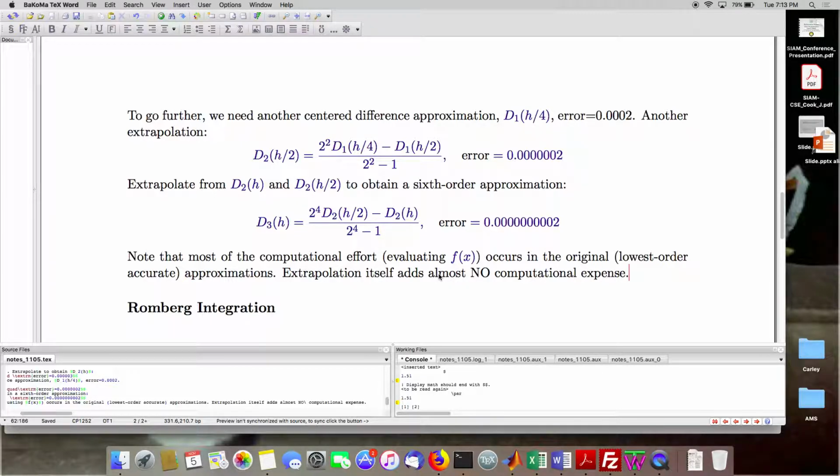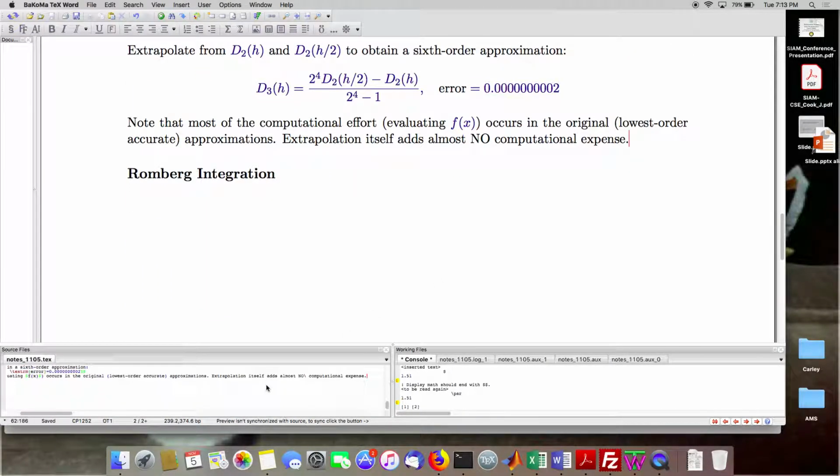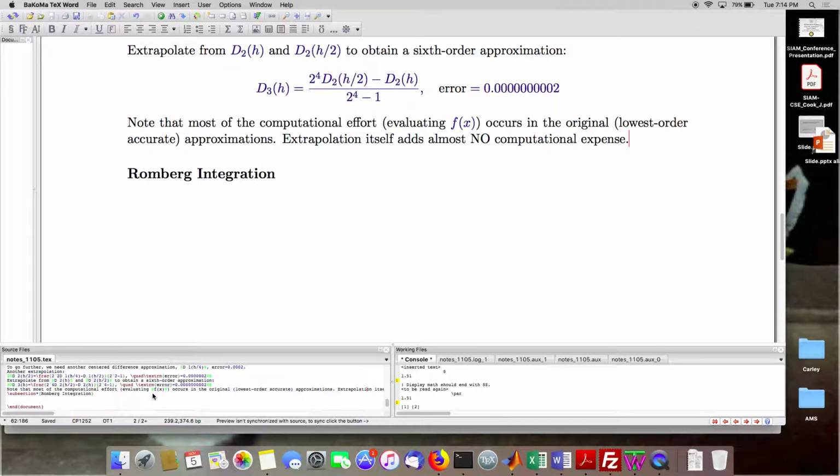Now, that was for numerical differentiation. We can try the same thing with integration too, because there too you have an approximation that's dependent on some spacing h. The error depends on this h in some way. So again, you can try using that to get a more accurate approximation. And this leads to a technique that is called Romberg Integration.